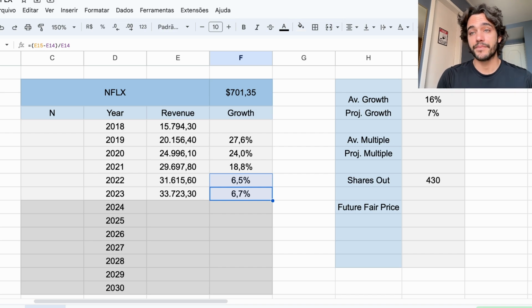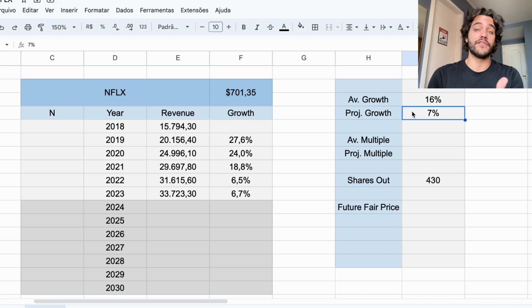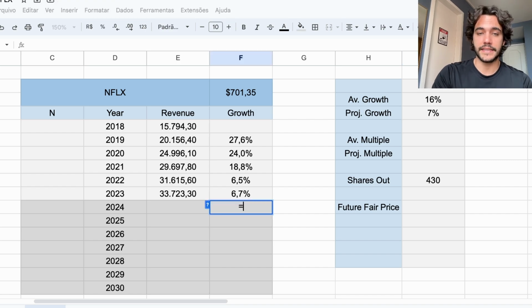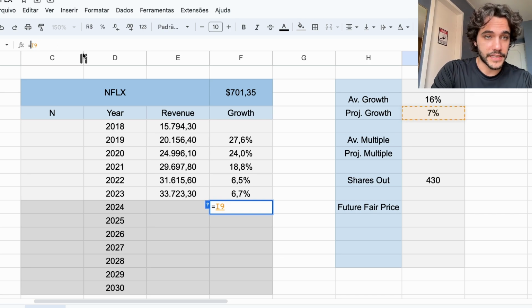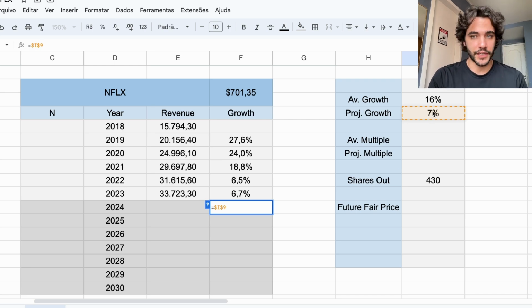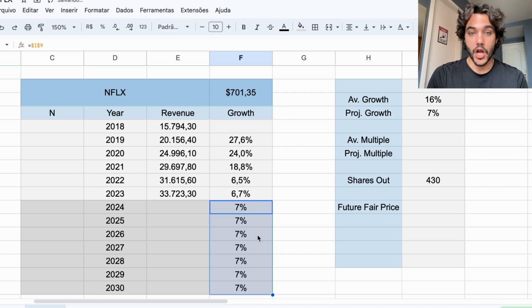But as we've seen, nothing has happened. We've just written 7% here and nothing has happened. That's because we still need to set up some things. So let's come here to the growth section and type equal to this cell. But here we have to put the $ sign so we can lock this cell. This way, if we drag this cell down, all the others will mirror this one.